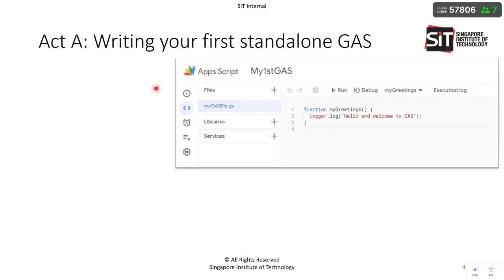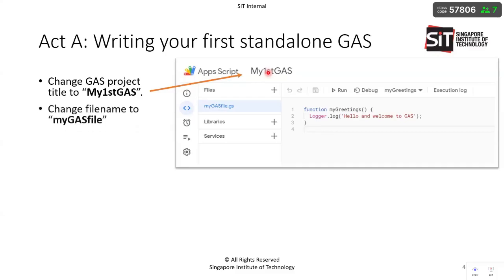Once you are in, how do you get started? You can create a new script. Once you start off with a new script, you can change the title to any name. In terms of naming, it's more for us to recognize. And then within the file itself, this is the file that contains your GAS script. Your script is here, and in your script, you can create functions.